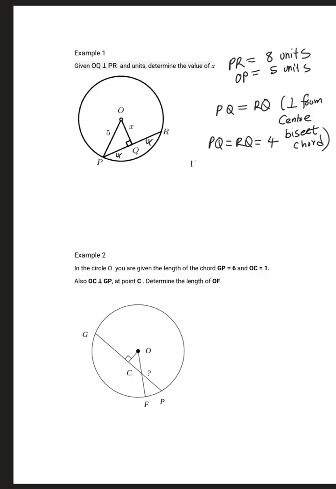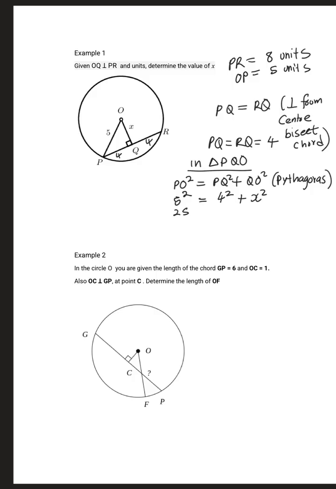right angle triangle. So we're going to say, in triangle PQO, PO squared is equal to PQ squared plus QO squared. Reason: Pythagoras theorem. And then what is PO? PO is 5. Then we'll have 5 squared is equal to 4 squared, which is PQ, plus QO, which is x squared. 5 squared is 25, and 4 squared is 16, plus x squared.